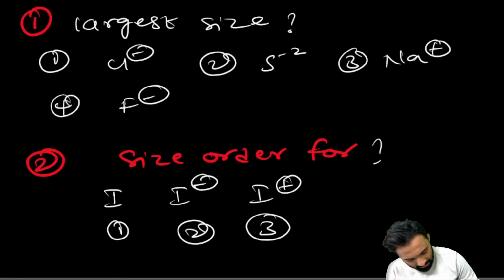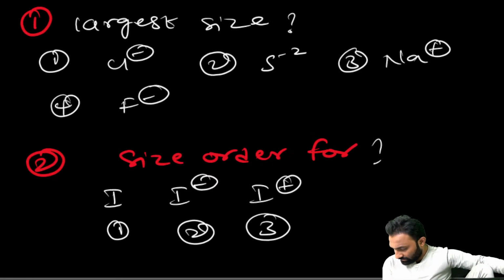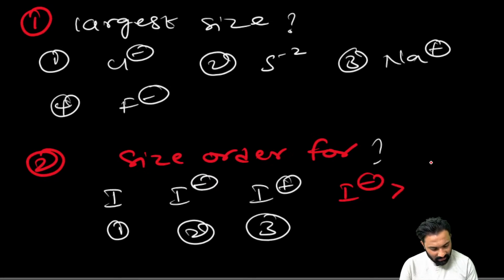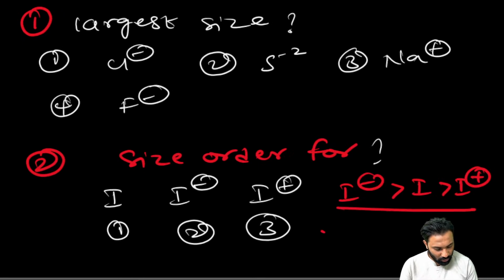Second one, the answer is 213, as shared by Joshita. That is good. I minus is having the higher size, then the neutral species, then the charged species. So 213 is for the second.